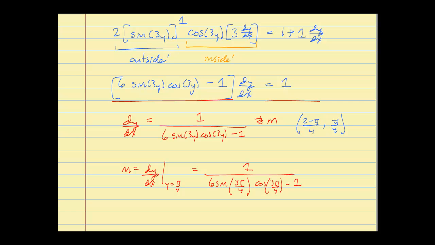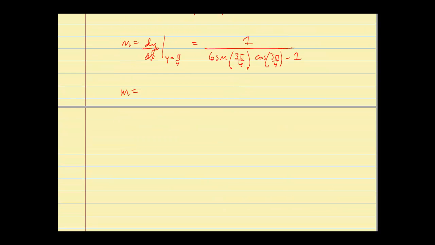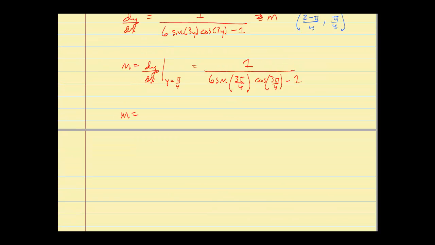I'm going to simplify. I get the slope is equal to, so we're running out of room at the bottom. Okay, the sine of 3π/4. 3π/4 is in the second quadrant. Second quadrant has a positive sine. It's a multiple of π/4, so the sine of 3π/4 is square root of 2 over 2. The cosine of 3π/4, 3π/4 is in the second quadrant where the cosine is negative. It's a multiple of π/4, so I have square root of 2 over 2 for the magnitude, the direction will be a negative, and this is minus 1.